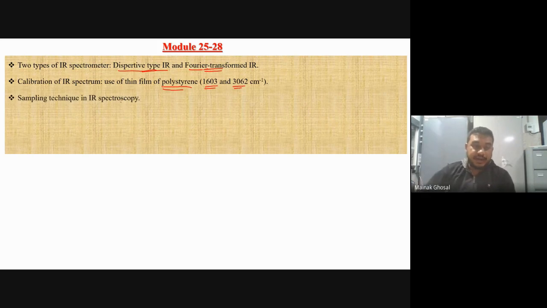Now, sampling techniques in IR spectroscopy. This is already taught by Professor Shankar Raman, what kind of sampling is used generally. For gas samples, there is a NaCl kind of stopper. NaCl, CsF, these kinds of things are generally used. Can anyone tell me why these kinds of things are used?